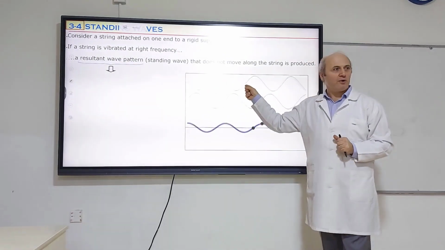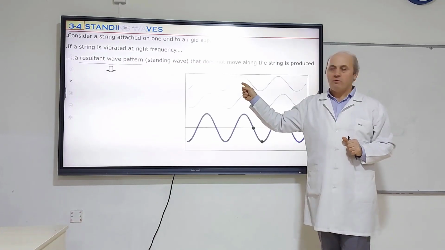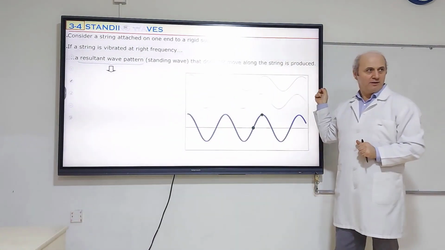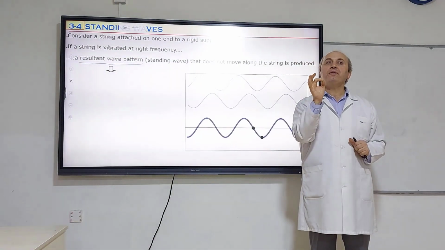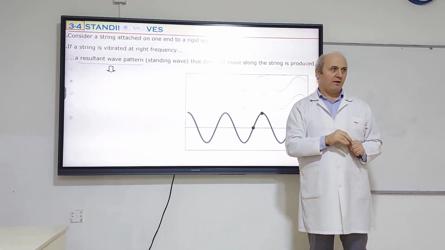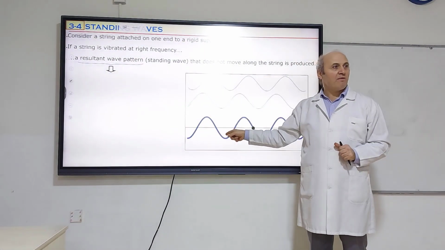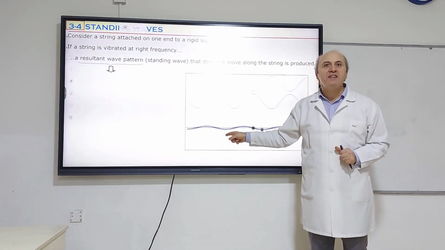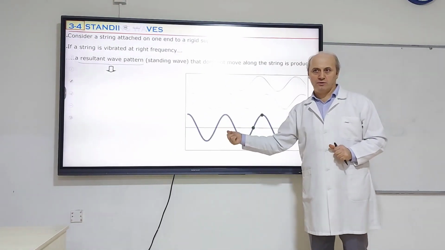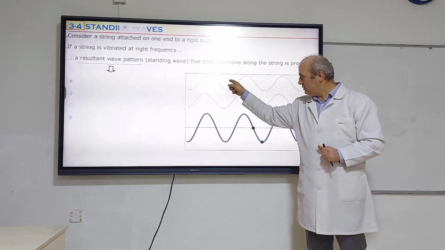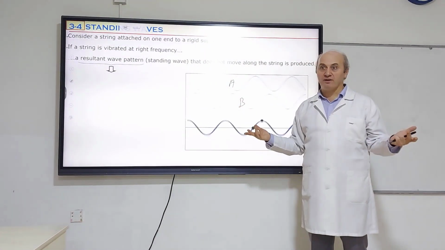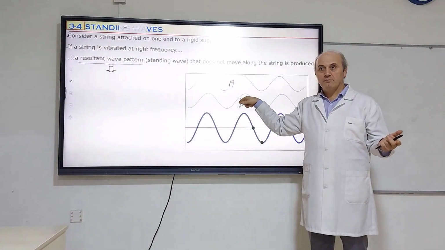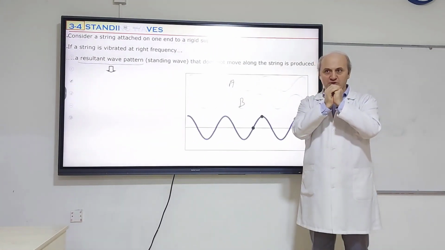But look at the component waves. One of them is moving from left to right, the other one from right to left, and the component waves are moving. The resultant wave pattern is not moving. A standing wave is not moving back and forth. Wave A, wave B, they are traveling, but we don't see them. We see here superposition, interference.